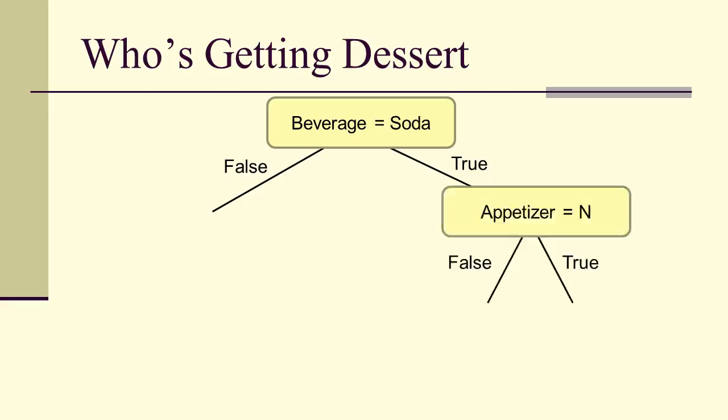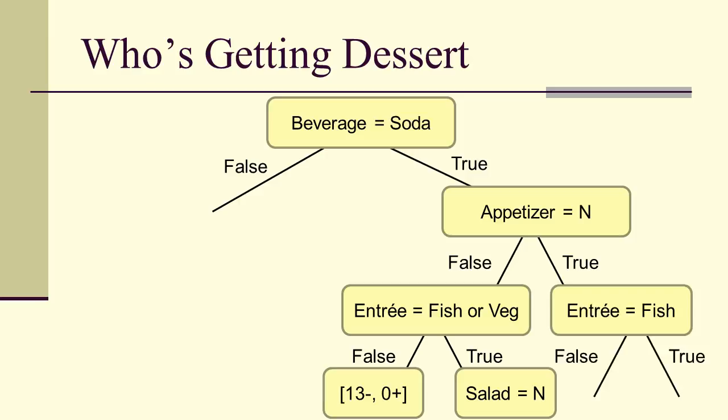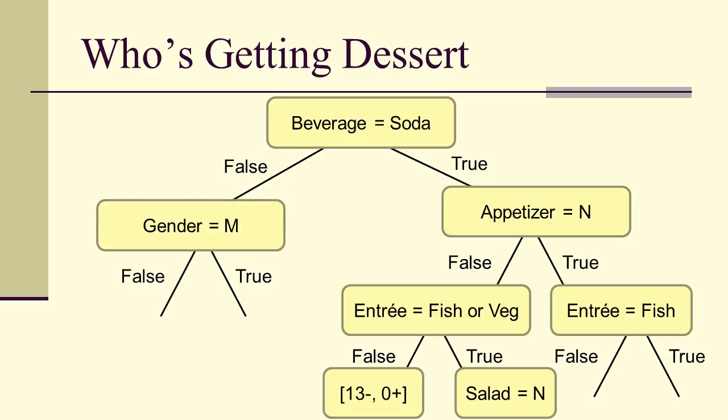So on the true side, turns out the next condition we'll look at is whether or not they get an appetizer, and then whether or not they got fish or ate a vegetarian. And those who did get fish or a vegetarian, we'll look at whether they got a salad. If they didn't get a fish or vegetarian, 13 of those did not get dessert, and 0 of those did. So we'll stop there. We can't do any better than that. That's pure. But we'll keep going, and eventually we'll have to go to the other side and so on.